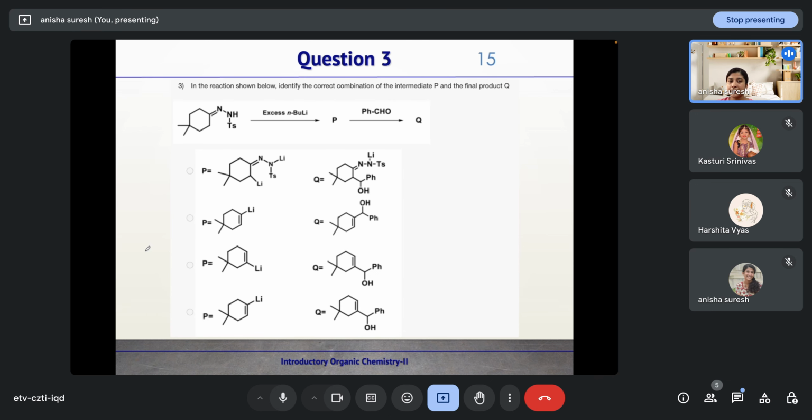Now coming to question number 3. In the reaction shown below, identify the correct combination of intermediate P and the final product Q. Seeing the reagent and the starting materials, can you guess what reaction is taking place here? Julia olefination? No, no. It is the Shapiro reaction. We have a hydrazone and we are treating it with excess butyl lithium. Sir has discussed this also in the lecture. So this is the Shapiro reaction. Can you guess the products, that is intermediate P and the final product Q?